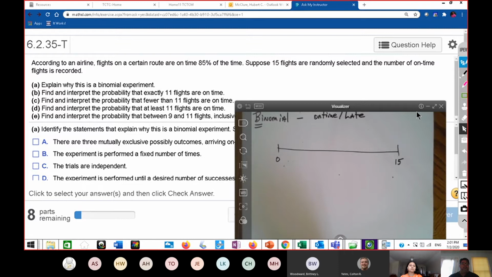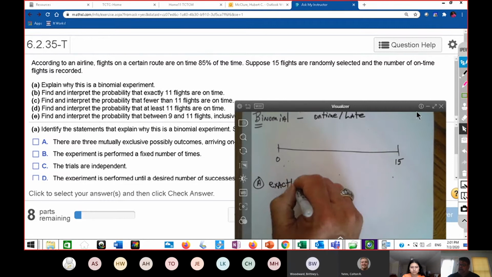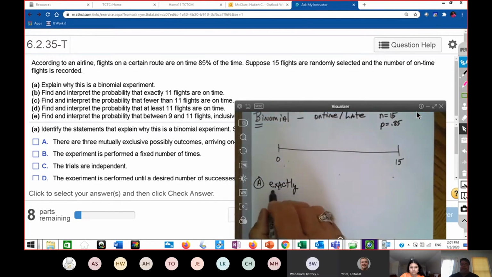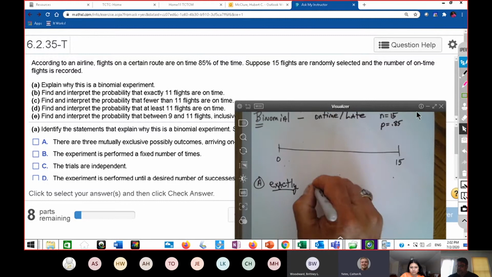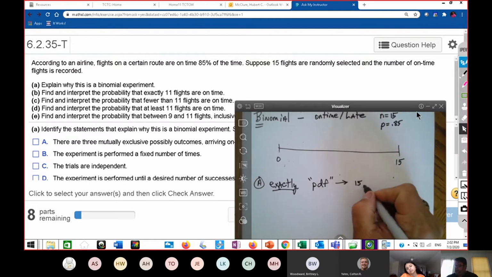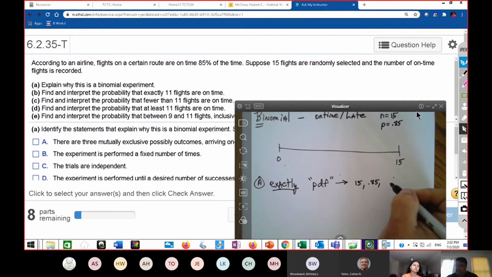Okay? Exactly. There's that word exactly. Somebody tell me, what are we going to use for the word exactly? Because you already got n equal to 15 and p equal to 0.85. So what are you going to use for exactly? Binomial PDF. So you would type in binomial PDF 15, 0.85, and exactly 11. And somebody give me 4 digits on that.